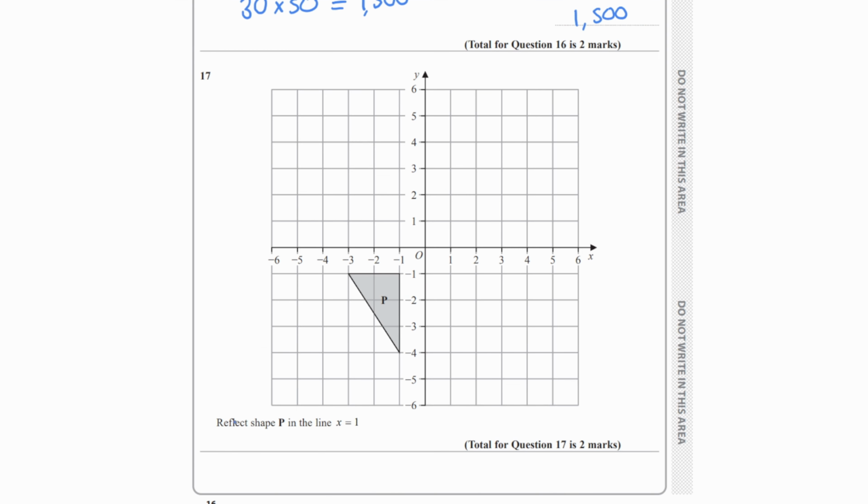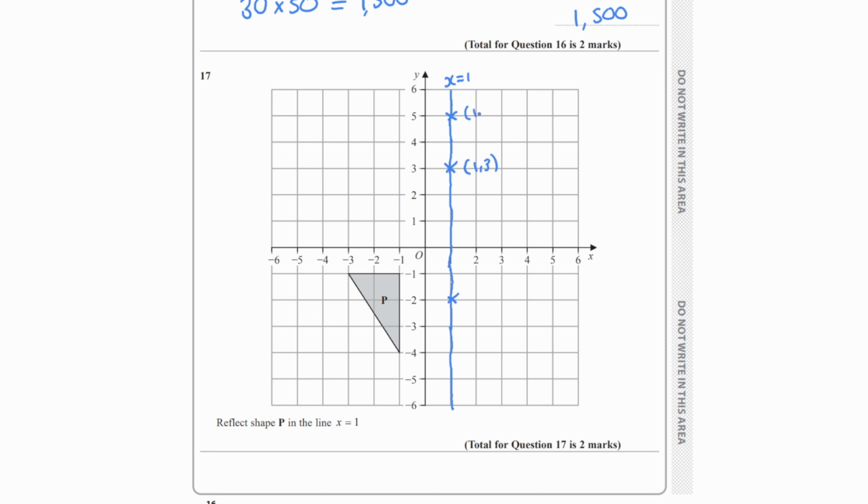Question 17, reflect shape P in the line x is equal to 1. So the line x is equal to 1, I'm going to draw on your screen in a second. So that line there is the line x is equal to 1. A quick way to remember that is to just look at the coordinates everywhere on the line. So I've just picked out a few coordinates. And if you notice, the x coordinate here is 1. So this point has the coordinate 1, 3.